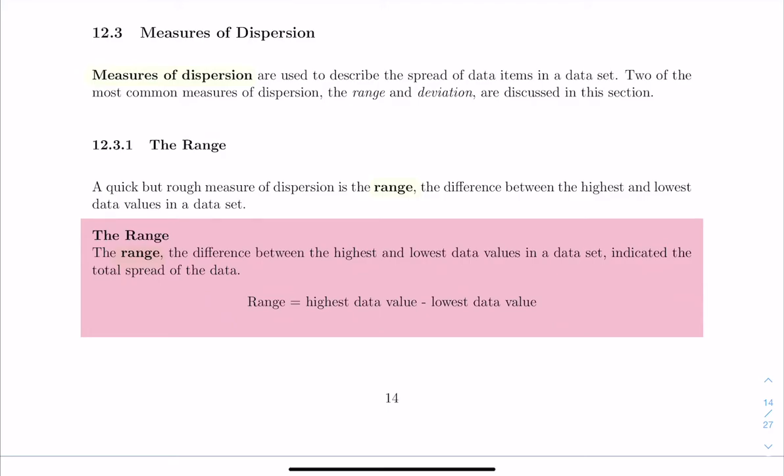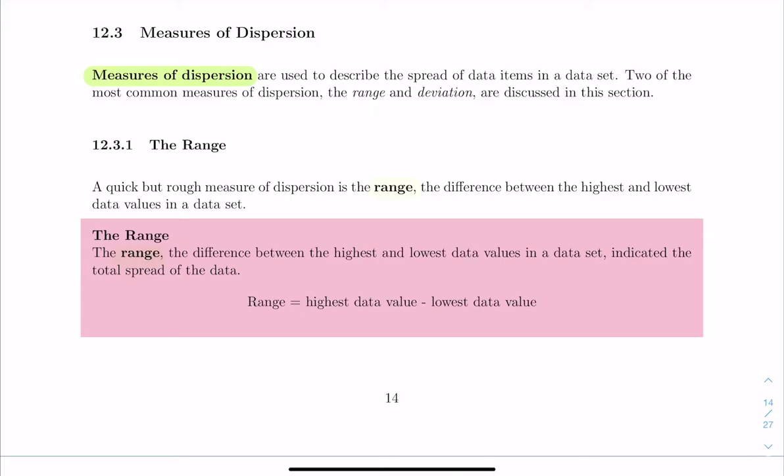In section 12.3, we talk about measures of dispersion. Measures of dispersion are used to describe the spread of data items in a data set. Two of the most common measures of dispersion, the range and deviation, are discussed in this section.